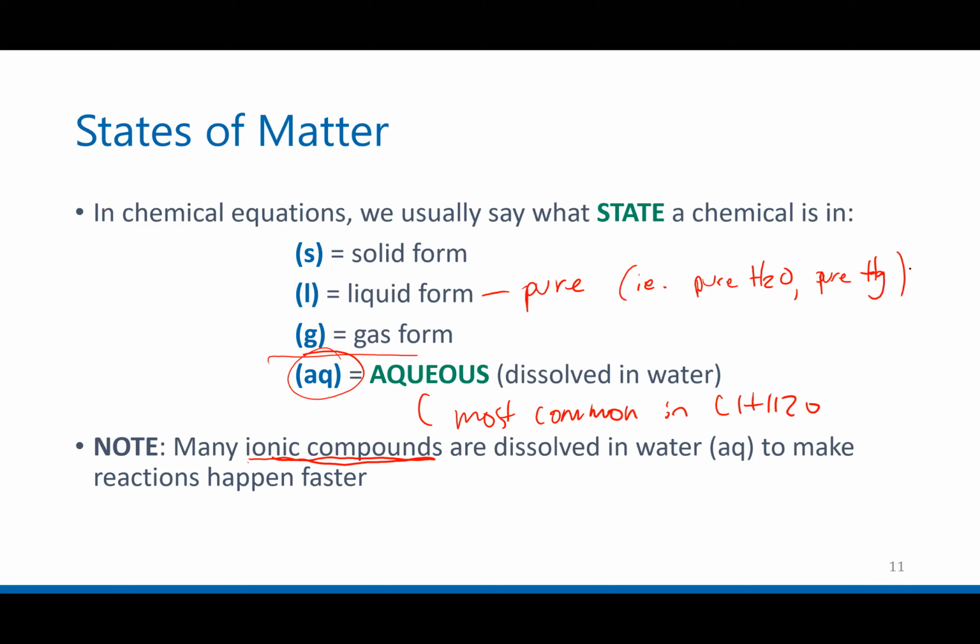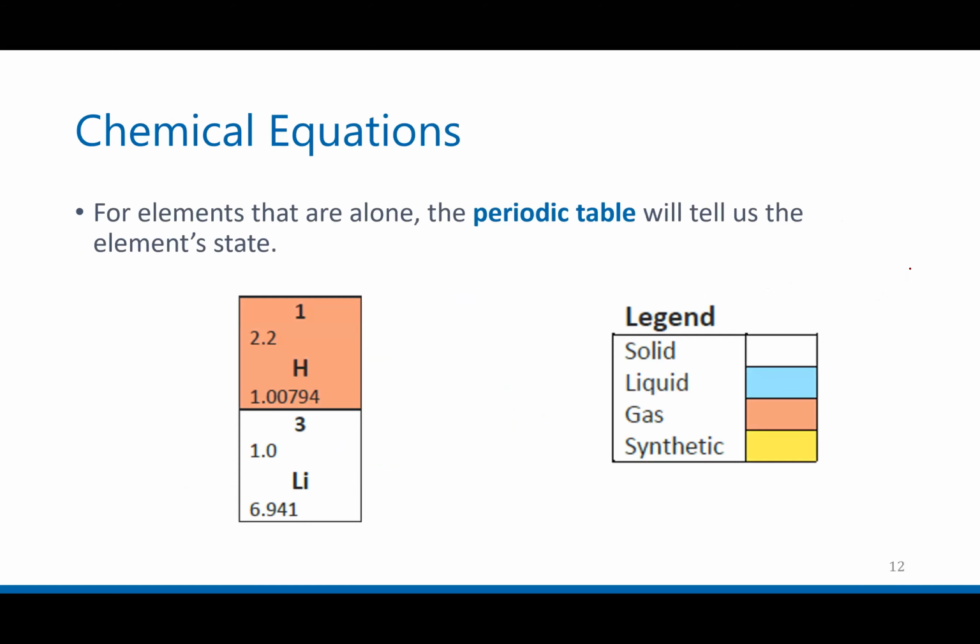So how do we know if it's a solid, liquid, gas, or aqueous? We use the data book, right? How many times have I talked about the data book this year? So many. Your data booklet has two very important pieces of information for the states of matter. For elements, we would use the periodic table in the data booklet. The periodic table tells us the element's state.